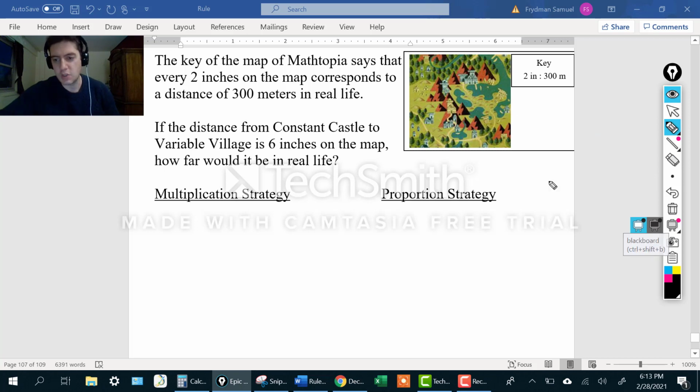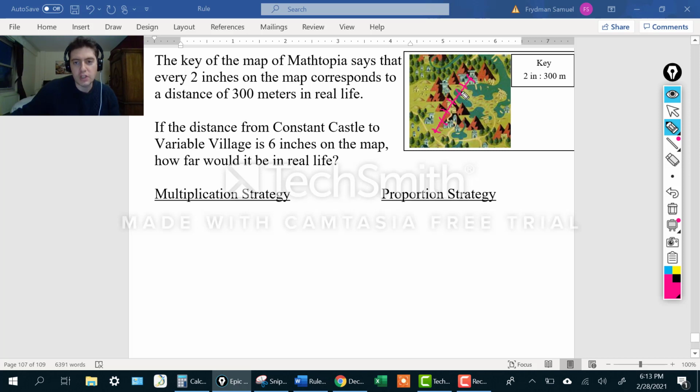So let's just sketch what's going on here. Let's say this is Constant Castle over here. And let's say Variable Village, this whole area is Variable Village, let's say the distance from here to the center of Variable Village is 6 inches on the map. Something like that, from here to here, or from here to here, either way, is 1, 2, 3, 4, 5, 6 inches, but obviously it's not 6 inches from those two places in real life.